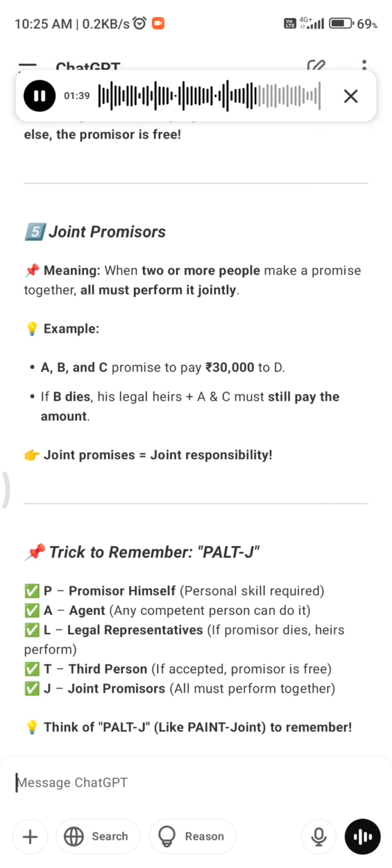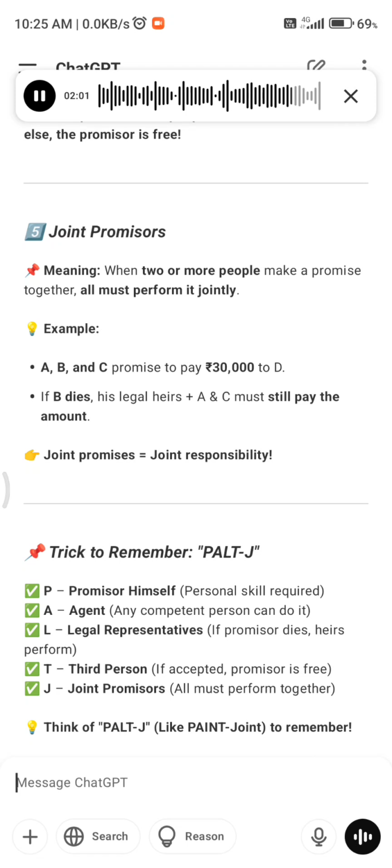5. Joint promisors. Meaning, when two or more people make a promise together, all must perform it jointly. Example, A, B, and C promise to pay 30,000 to D. If B dies, his legal heirs plus A and C must still pay the amount. Joint promises, joint responsibility. Trick to remember, PALTJ.